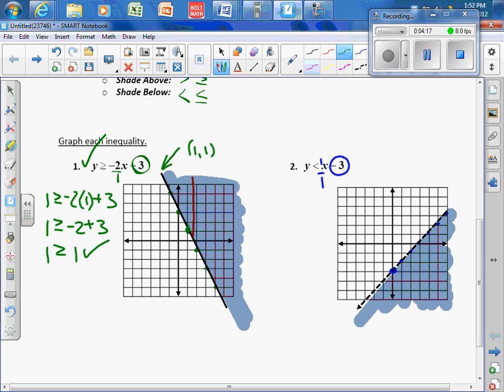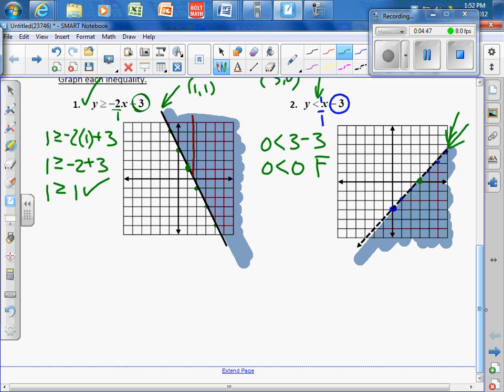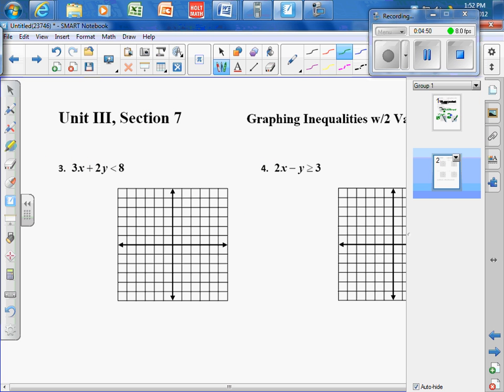But here's the difference. Any point on this line will not satisfy the inequality because this says less than. Let's use the point 3, 0. If I use the point 3, 0, I'll put the 3 in for the x and the 0 in for the y. 0 is less than 3 minus 3. Is 0 less than 0? No, that is a false statement. So any point on this line will not satisfy the inequality. So let's go on to the second page and see what we have there.